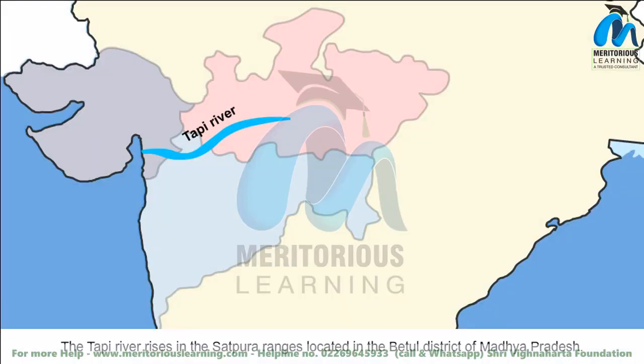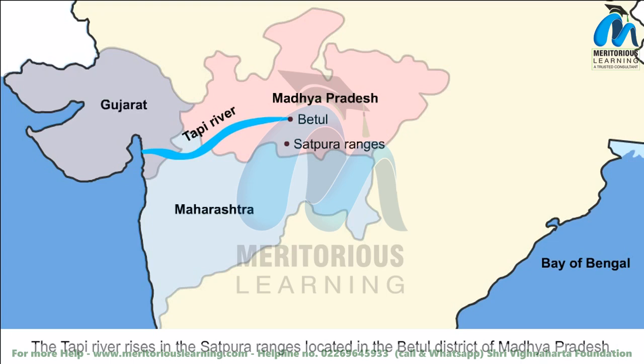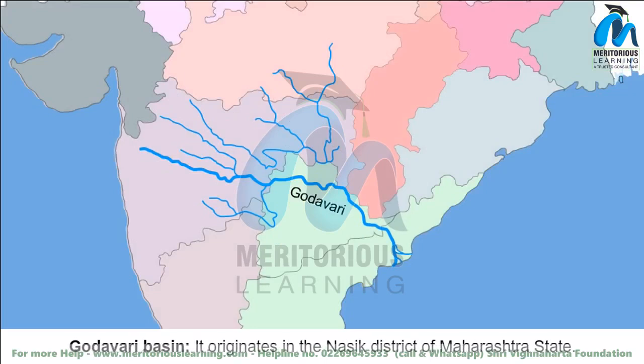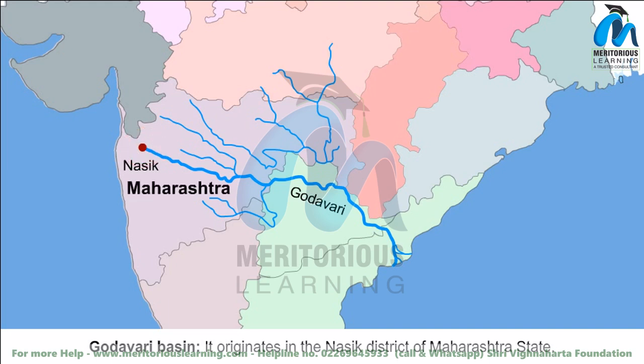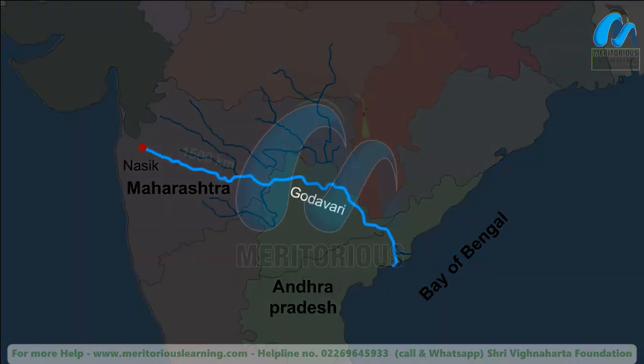Tapi Basin. The Tapi River rises in the Satpura Ranges located in the Betul district of Madhya Pradesh. It flows westward. It drains into the Bay of Bengal. Most of the Tapi River basin lies in Madhya Pradesh, Gujarat and Maharashtra. Godavari Basin. It originates in the Nasik district of Maharashtra state. It passes through Maharashtra and Andhra Pradesh and forms delta in the Bay of Bengal. It is 1,500 kilometers long.